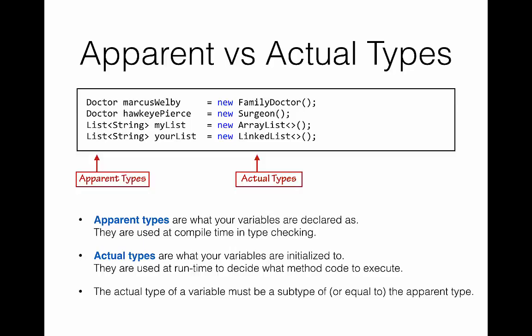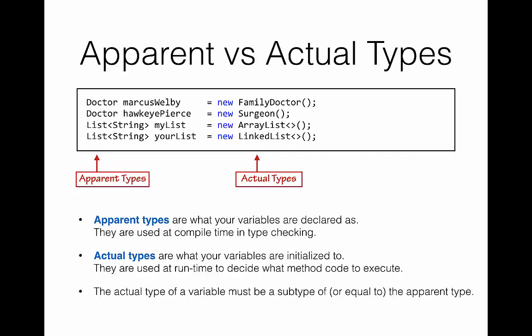Here's one more distinction I don't see emphasized enough in most textbooks: the distinction between apparent types and actual types. The apparent type of a variable is the type it is declared as, while the actual type of a variable is the type it is initialized as. In these examples, Marcus Welby and Hawkeye Pierce are both declared as doctors, so their apparent types are doctor. But Marcus Welby is actually a family doctor, and Hawkeye Pierce is actually a surgeon.